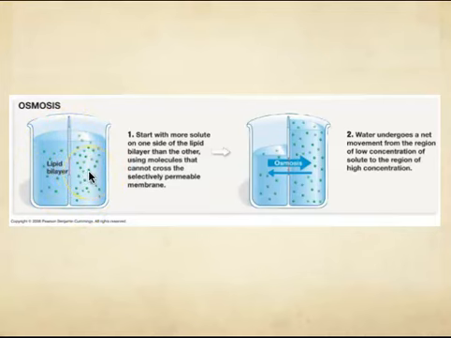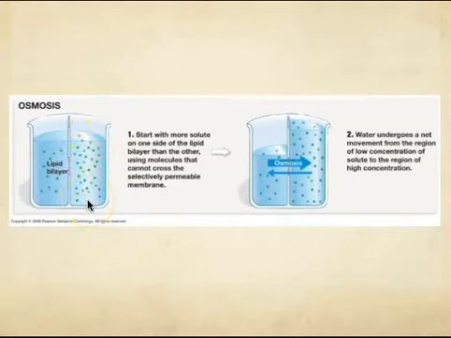Now if this green particle was small and relatively nonpolar and it didn't have a charge on it, we would expect simple diffusion to occur. We would expect this particle to move from the side with the high concentration across the membrane to the side with the low concentration. But now we're going to imagine a situation where this particle can't use simple diffusion. Perhaps it's too big. Perhaps it's too polar. Perhaps it has a charge associated with it.